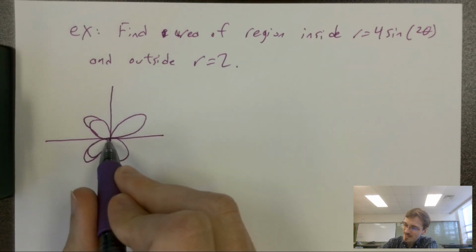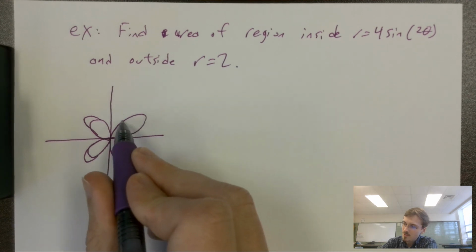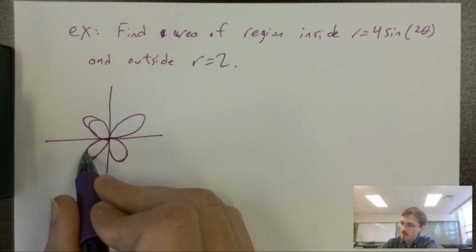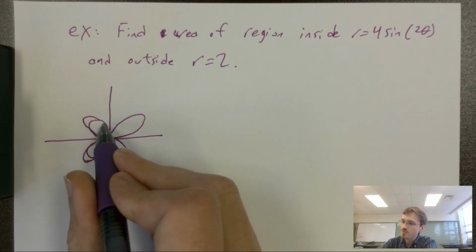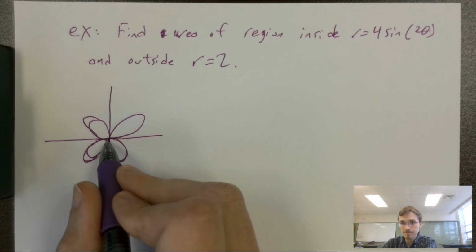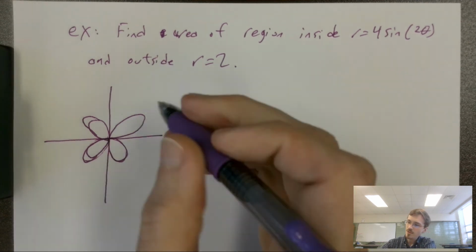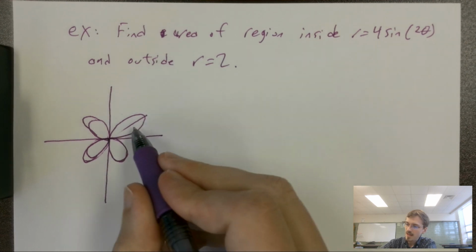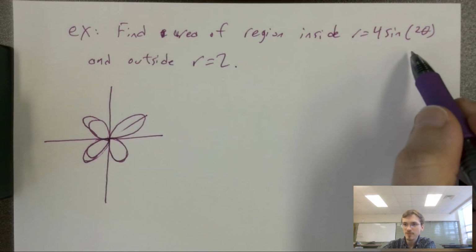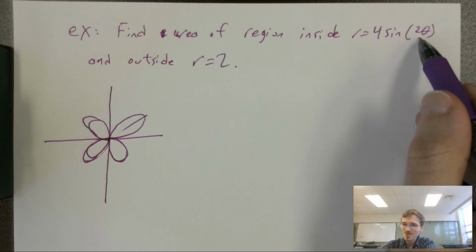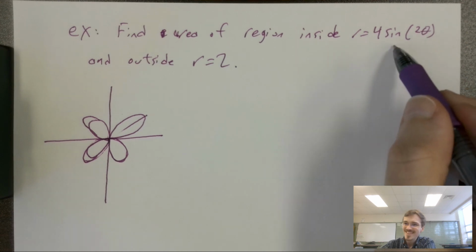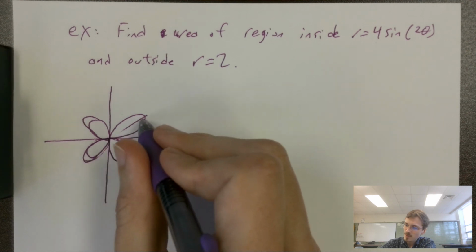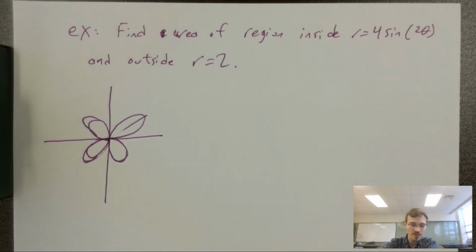Again, it starts at theta equals 0. Here's pi over 2. Here's pi. Here's 3 pi over 2. And we're back to 2 pi. And I know that the maximum extent here is going to be at pi over 4. What's 2 times pi over 4? It's pi over 2. Sine of pi over 2 is 1. So the maximum extent is 4. So we end up 4 units away from the origin there.